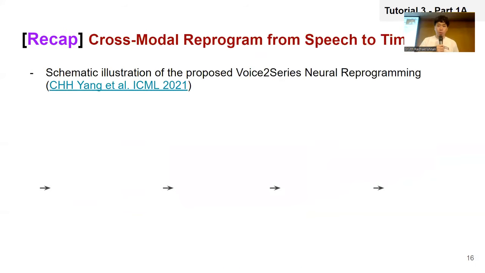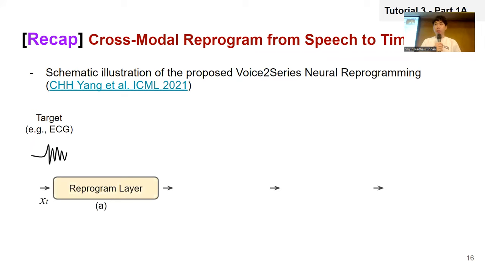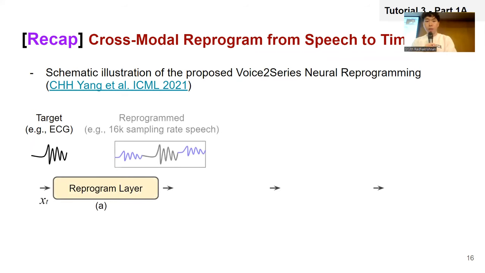So what we actually do to reprogram a speech model for time series processing in a classification task is a process like that. Say we have a target domain, it can be ECG. And then we have a layer. This layer, we can think of it as just doing prompting, or adding some trainable information. So we fake any kind of time series, which is usually longer than our sampling rate for speech processing, as a fake speech sample.